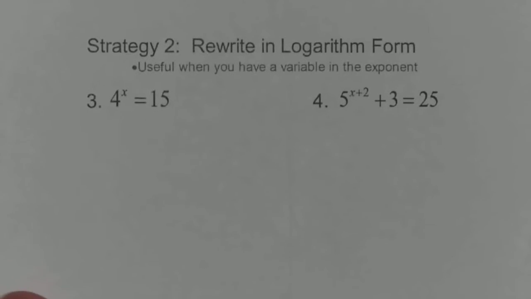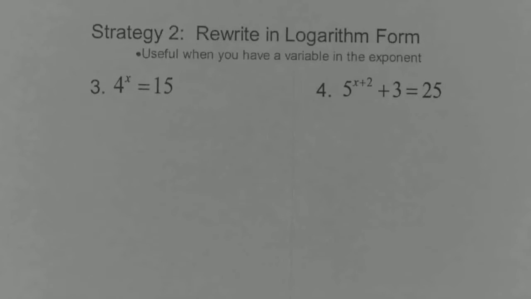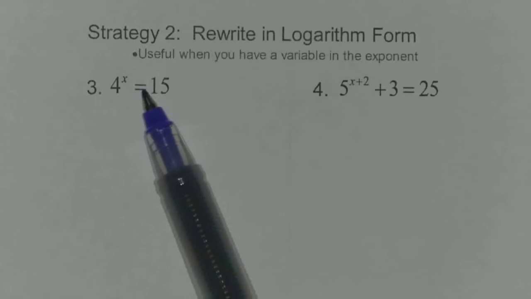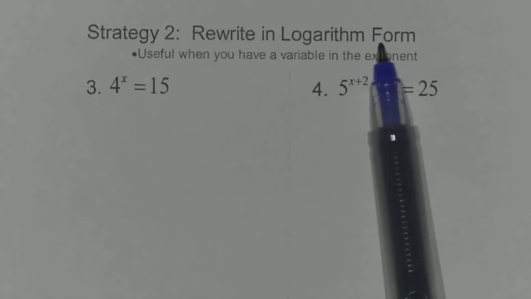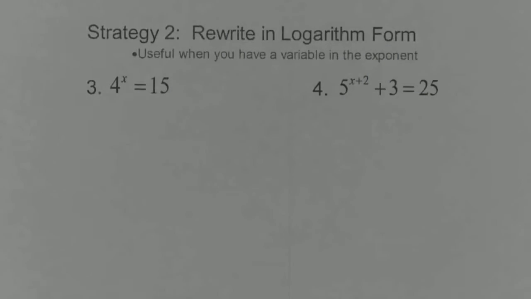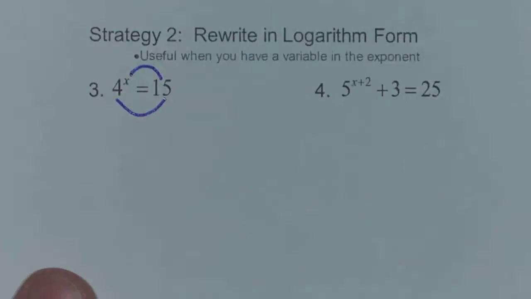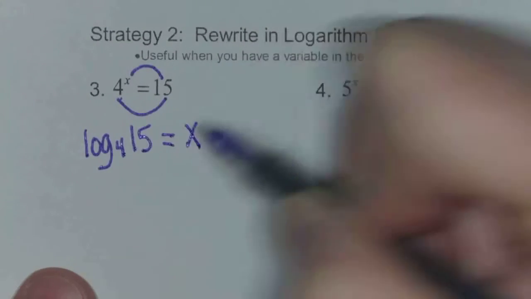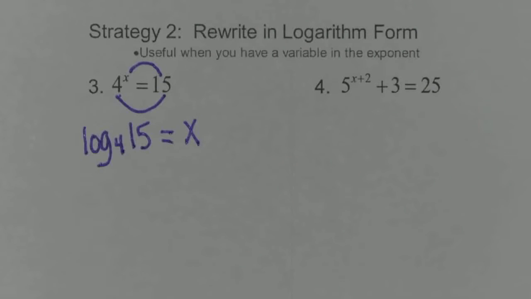All right, here's the second strategy. When we see a logarithm that looks like this and we're like, I don't know how I'm supposed to solve that, we're going to rewrite it in logarithmic form instead of in exponential form. Do you remember how we rewrite into logarithmic form? We do the circle. We circle it around. So this is going to be log base 4 of the number 15 equals x. Is everybody okay with me rewriting that?